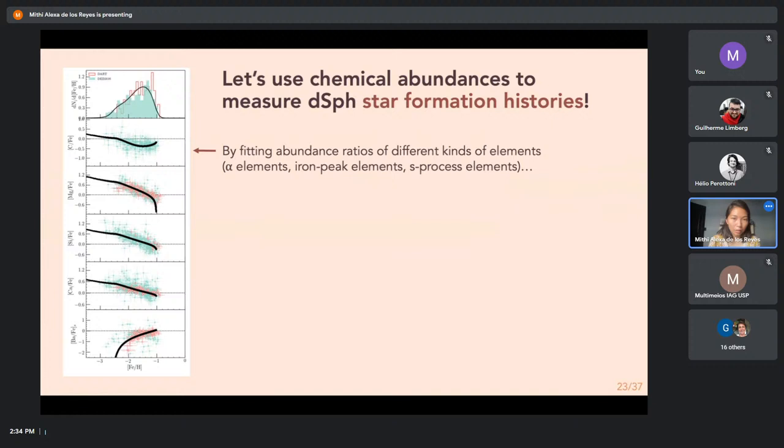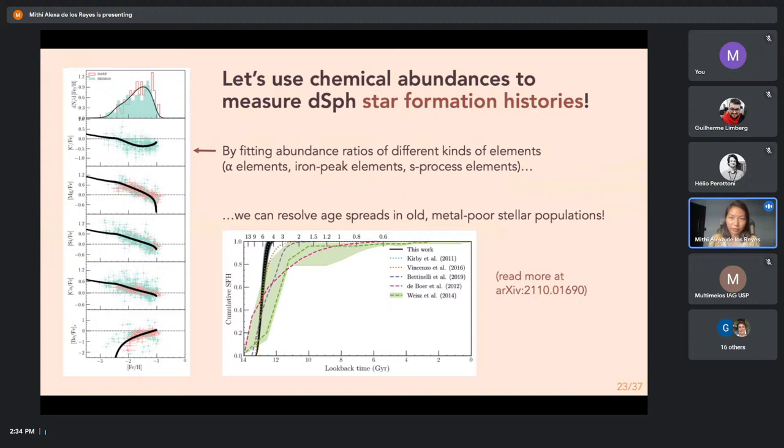And so by modeling all of this, I'm happy to go into more detail if there are questions about this chemical evolution model. But we're able to resolve these age spreads in really old and metal-poor populations, like Sculptor, for example. And so our star formation history is shown here in black, and we're able to use this to get an age-metallicity relation as well.